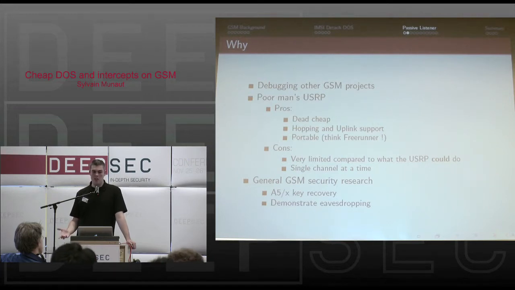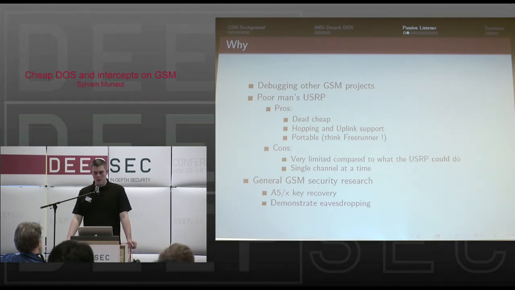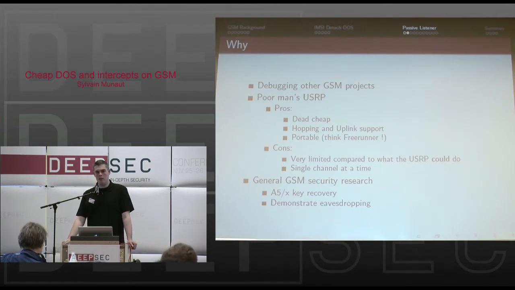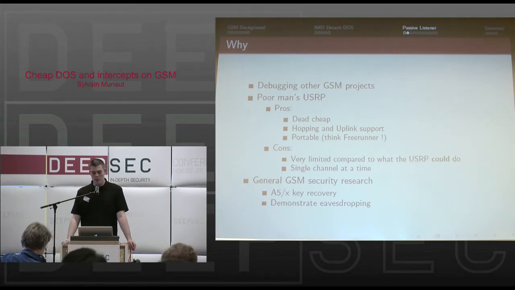It has some advantages. Of course, it's much cheaper because the USRP is like 700 euro plus shipping and stuff. It would have hopping and uplink support, which airprobe doesn't support in what's published right now. Also, it's much more portable. I mean, I have this always in my bag. I don't have my USRP all the time with me.